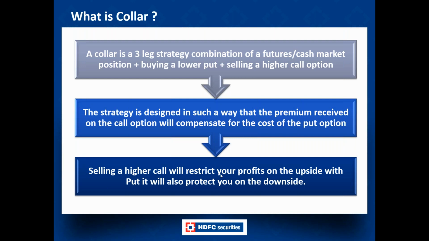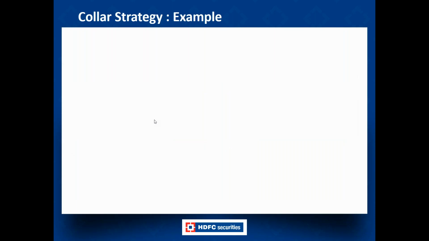Selling a higher call will restrict your profits on the upside. With the put, it also protects you on the downside. Since I told you, by doing a collar strategy, your profit will be restricted and your loss will also be restricted. So let us understand with an example.